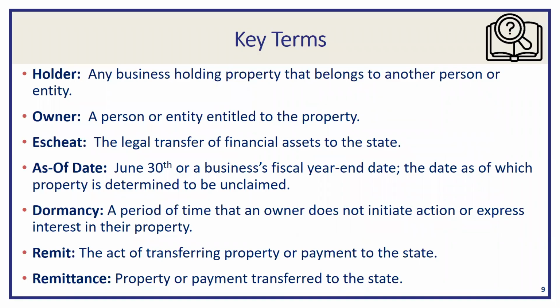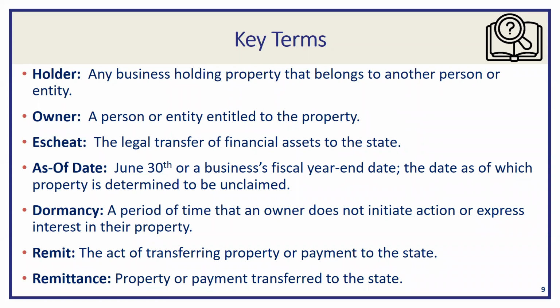So here are some key terms that will help you understand the reporting instructions. Again, a holder is any business or entity holding property that belongs to another person or entity. An owner is the person or entity who appears to be entitled to the property being held by the holder. The word escheat refers to the legal transfer of financial assets to the state. The as of date in reporting is the date as of which property is determined to be unclaimed.